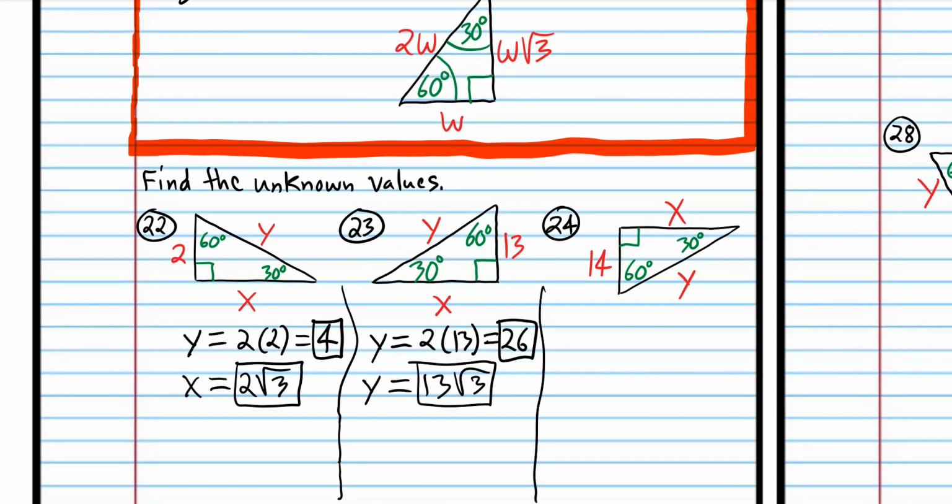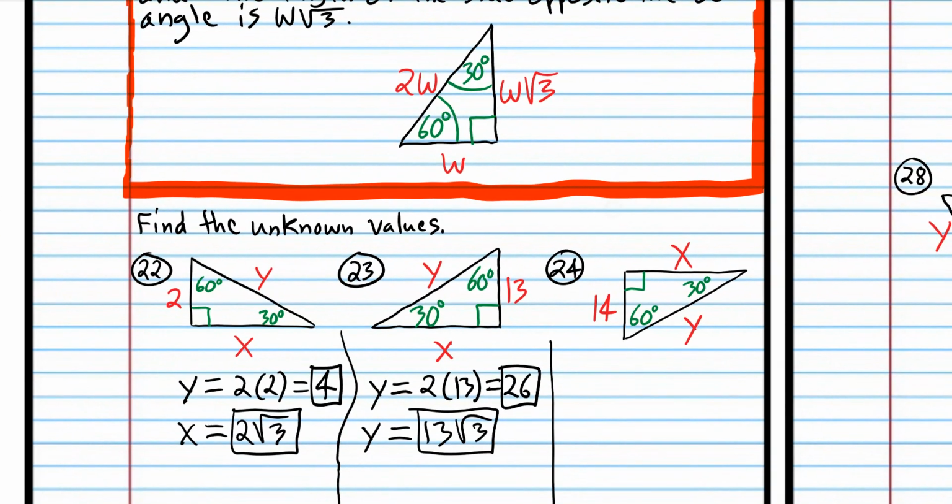Now again, understand how this works. You're going to first ask yourself, what is the side opposite the 30-degree angle? Once you find the side opposite the 30-degree angle, you can easily find the other two sides using this picture up here. So I'm going to leave that picture in the window and you go ahead and try number 24. When you come back, we'll do it together.